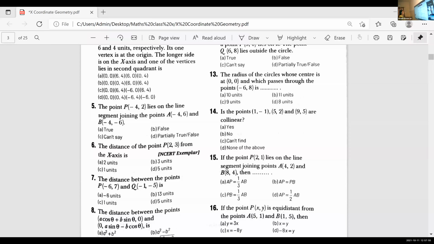Yes. Answer is true, isn't it? Because all these points lie on the same line. X coordinate is same. Look at there. X coordinate is -4. Now next, you do the 8th question.